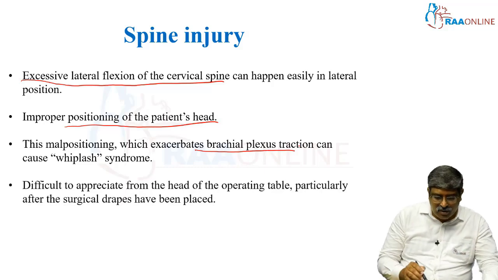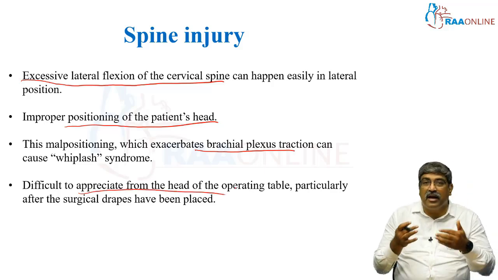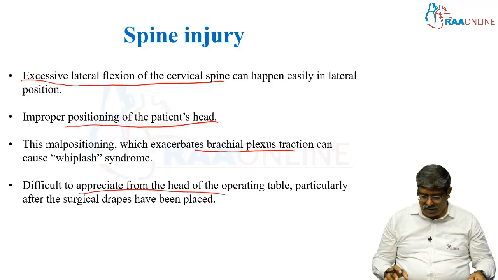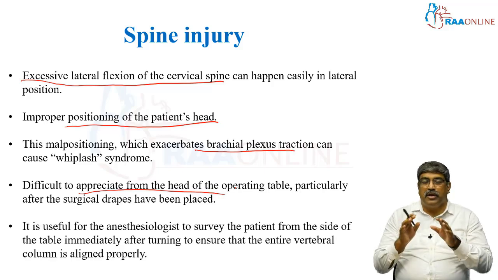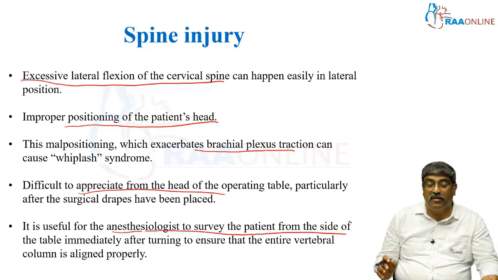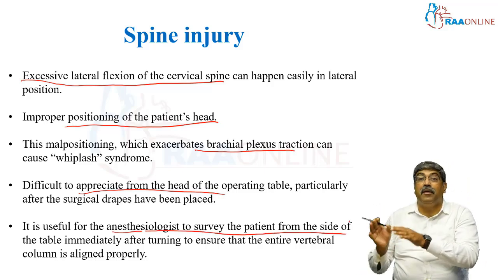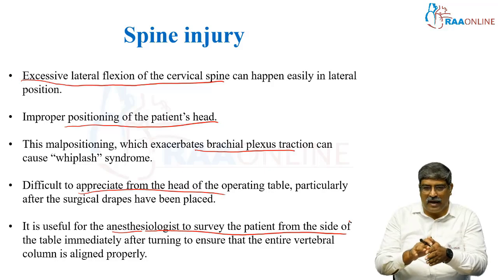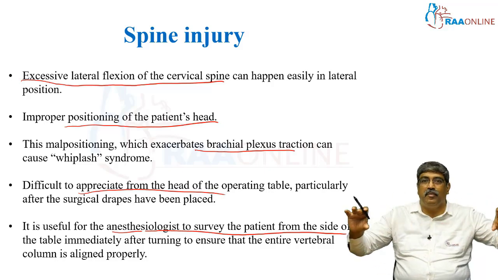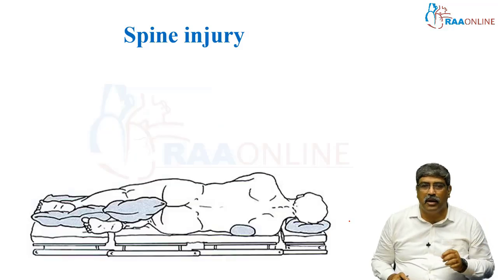It is difficult to appreciate from the head of the operating table, particularly after the surgical drapes are placed. So, it is useful for the anesthesiologist to survey the patient from the side of the table immediately after turning to lateral position, so that you can see the entire vertebral column, whether it is aligned properly or not.